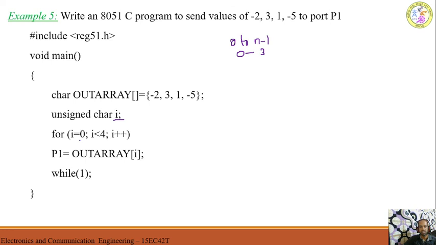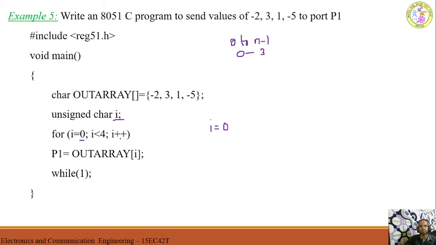Initially what is I? I is equal to 0. Check the condition. Is 0 less than 4? Yes. Come here, out array of 0. What is I now? Initially I is equal to 0. Therefore out array of 0. What is out array of 0? That is nothing but -2. Take the -2 data and send it to port 1.